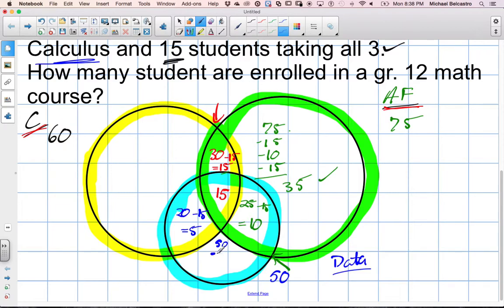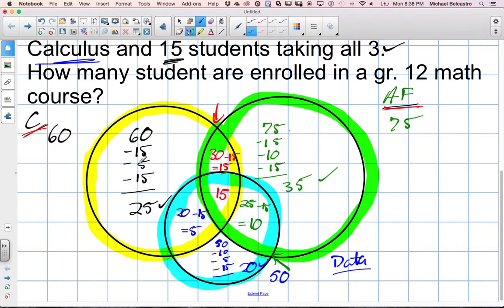We are subtracting the 10 who are in both data and advanced functions, the 5 who are in both calculus and data, and the 15 who are taking all three. That means we're taking away 20, another 30, so there should be 20 students who are just in data alone. And then finally, there are the 60 to start, minus the 15 in calculus and advanced functions, 5 in calculus and data, and 15 taking all three. We're subtracting 35, which leaves us at 25 students in just the calculus course.